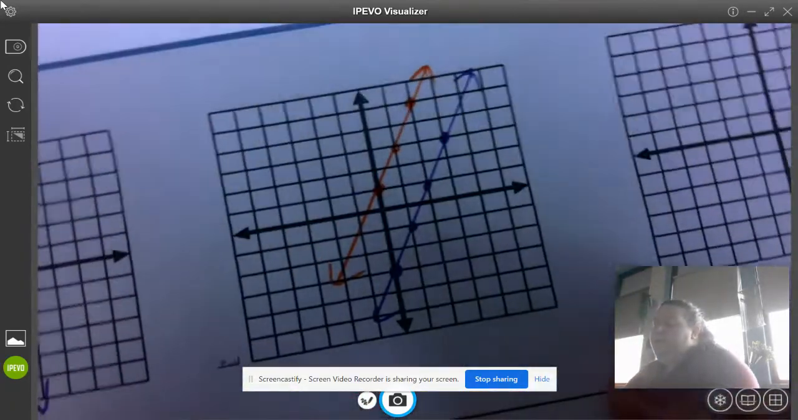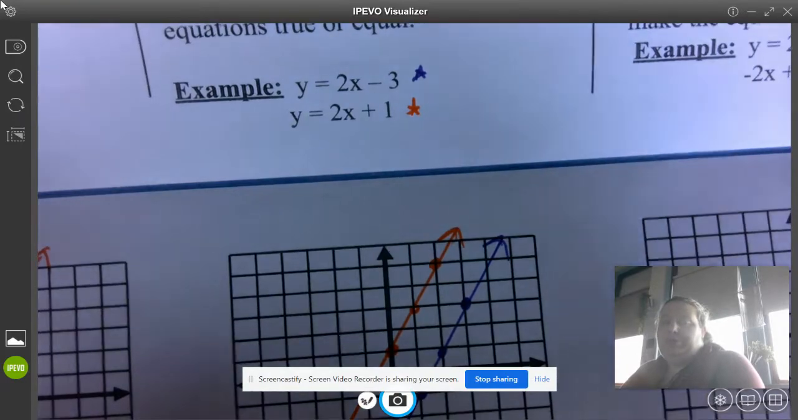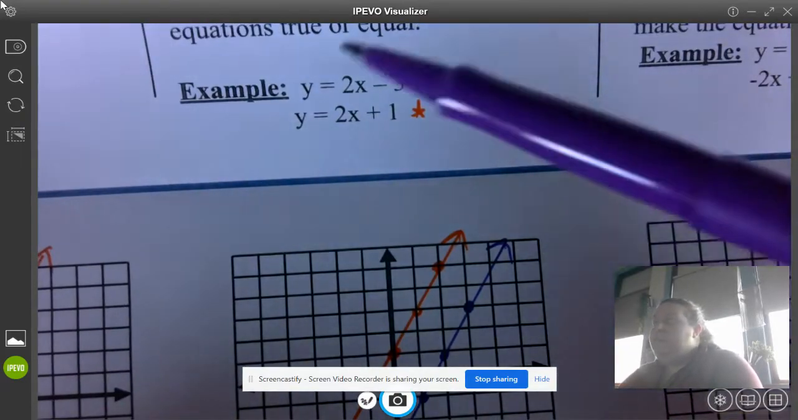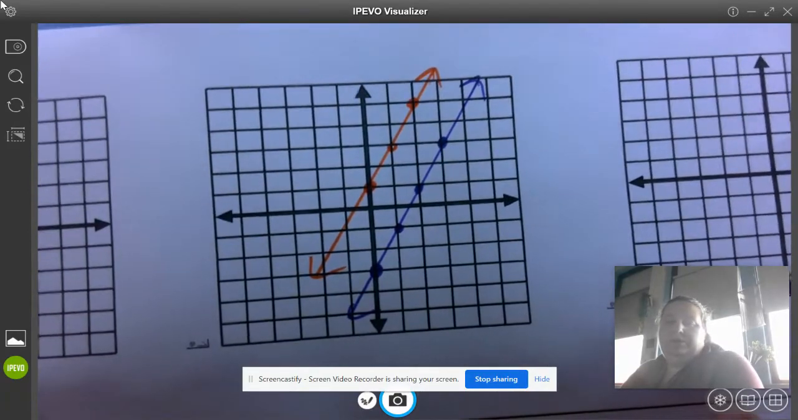Now, if your lines aren't perfectly straight, it might not look like they're parallel, which is why it's always good to go back and check your equations to see: same slope, different y-intercept. Okay, so this is no solution.